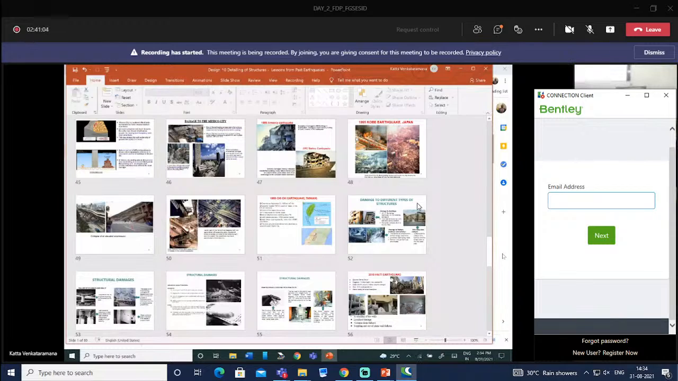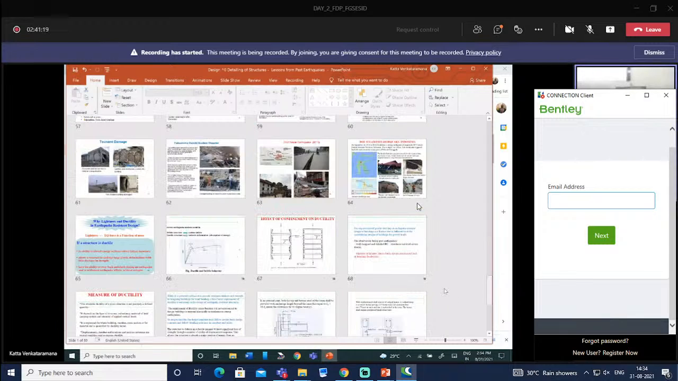We can design open ground story also for earthquake load. That is no problem. But we have to take into consideration that we have to design for a higher force in those areas. Okay.